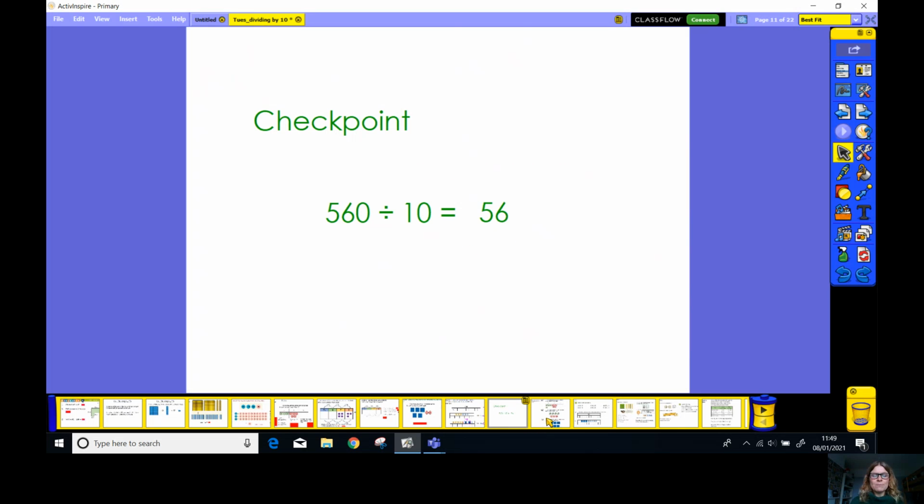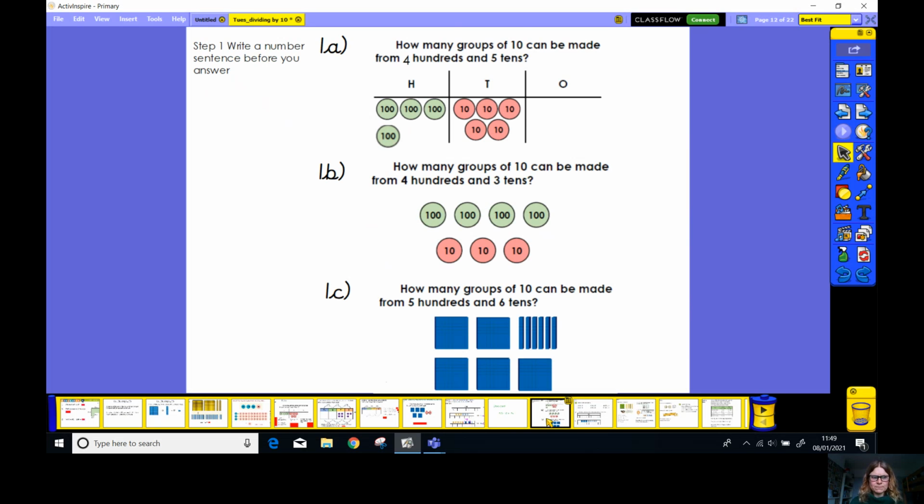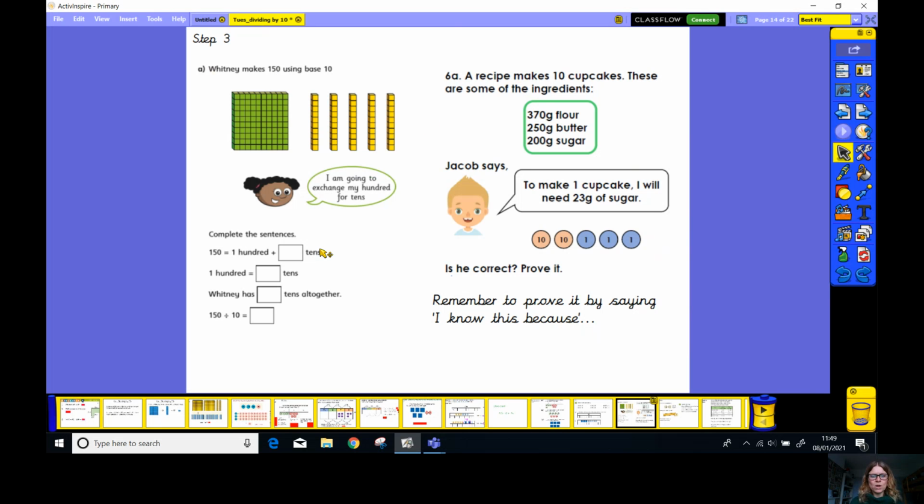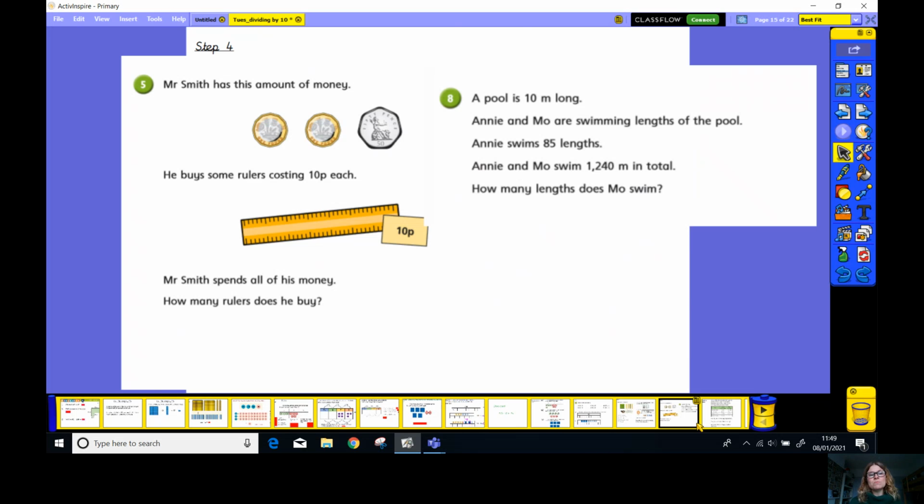Now, if you feel confident today and you got the checkpoint right, you can probably start straight away. Or maybe these bar models here, if you'd like to do a little bit of practice on those. But if you feel really confident, you can start straight on to step 3 and work your way through this. Now, on these ones, you fill in the sentences and you write the sentences out. And then on this one here, you need to prove your answer. So you would write, I know this because, and remember, you're going to have some calculating in that. Then you'd move on to step 4 and have a go at these questions.